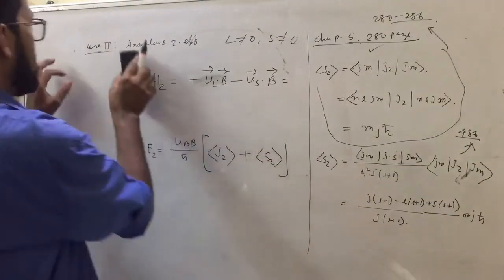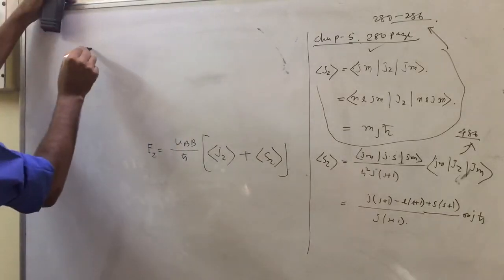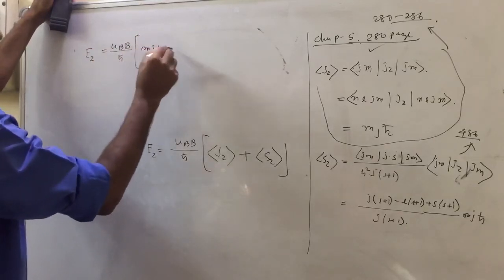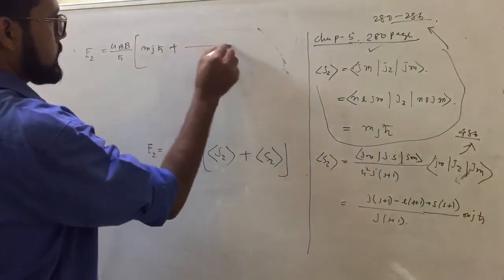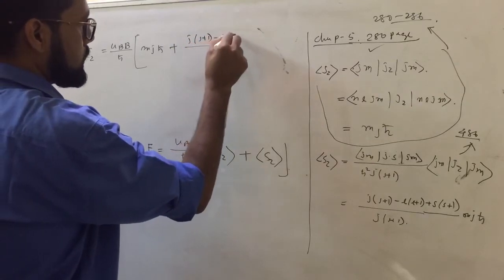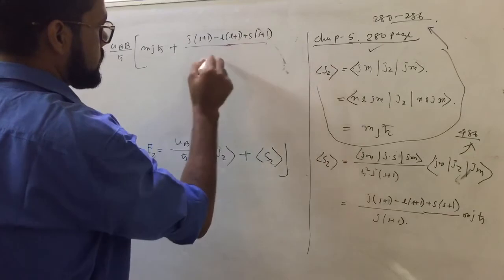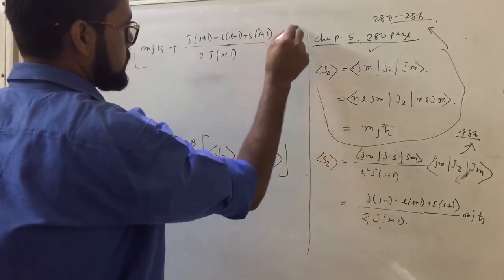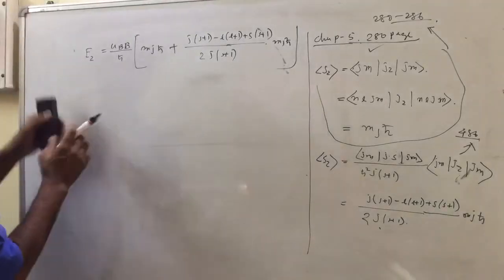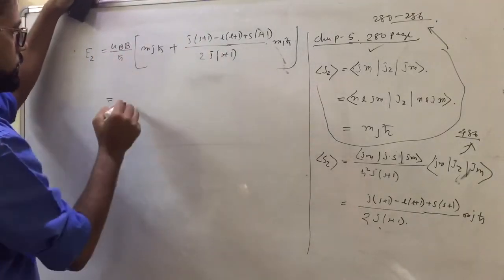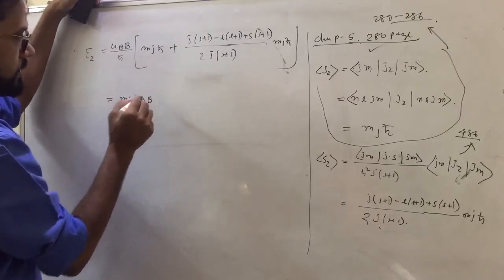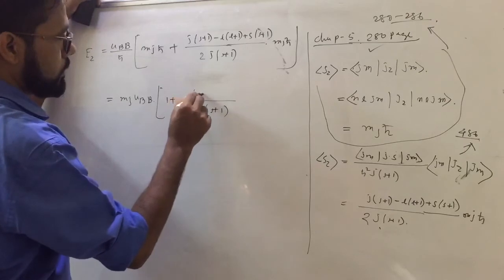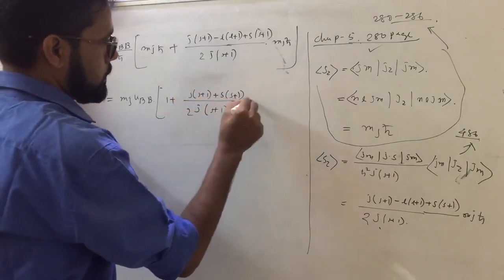See, I am removing this part. Okay, E z equal to mu B B over h cross, m j h cross plus, if you put this whole value, J into J plus 1 minus L into L plus 1 plus S into S plus 1, 2 J into J plus 1 will come out, m j h cross. Now h cross cancels, so m j will come out, mu B is here, it will give 1 plus J into J plus 1 minus L into L plus 1 plus S into S plus 1 over 2 J into J plus 1.